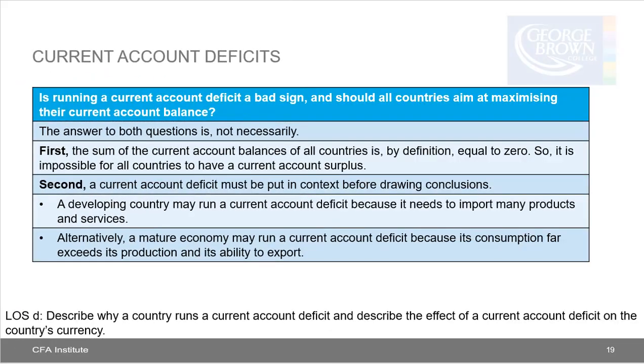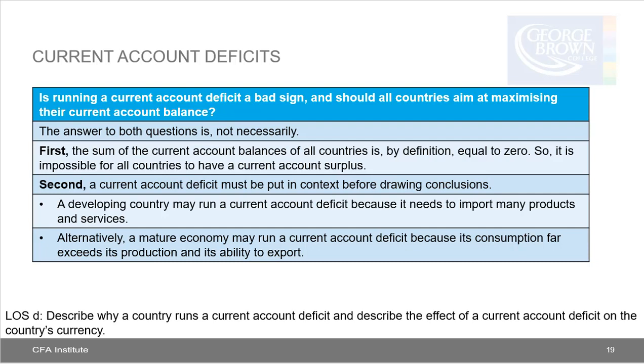Learning outcome statement D is describe why a country runs a current account deficit, and describe the effect of a current account deficit on the country's currency. Okay, so this slide starts with a question: is running a current account deficit a bad sign? And should all countries aim at maximizing their current account balance? Well, the answer to both questions is not necessarily.